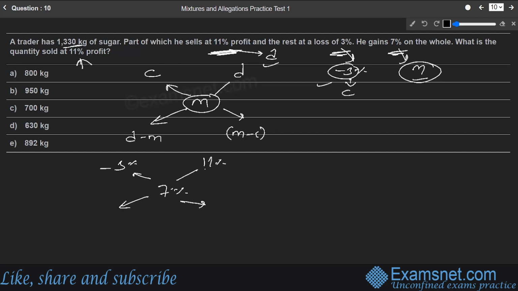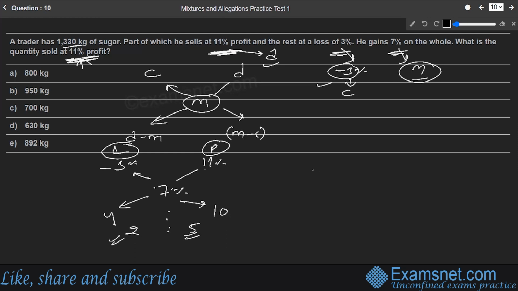11 minus 7 is going to be 4, and 7 minus minus 3, that is 7 plus 3, will be 10. So the ratio of the quantity in which the loss has happened and the quantity in which the profit has happened should be 4 is to 10, or 2 is to 5. So 2 parts should be the loss one and 5 parts should be the profit one. Now he wants us to find out the quantity sold at 11% profit. We have to tell the quantity of the profit one.